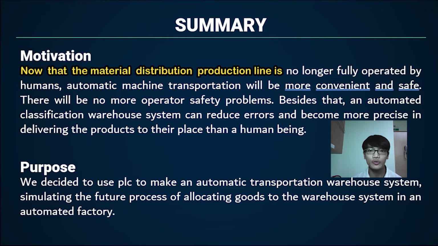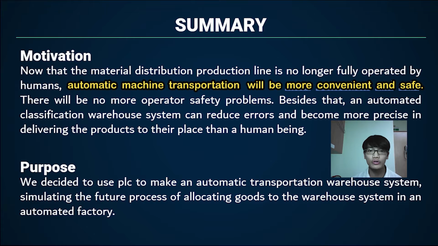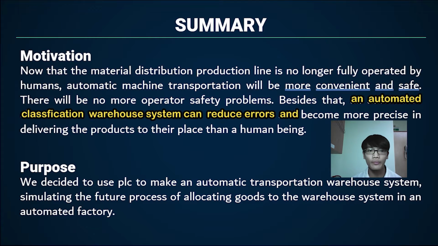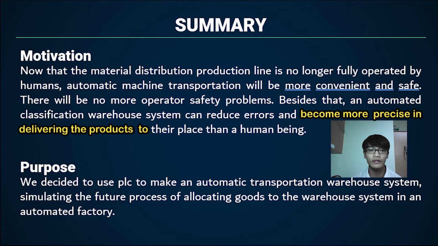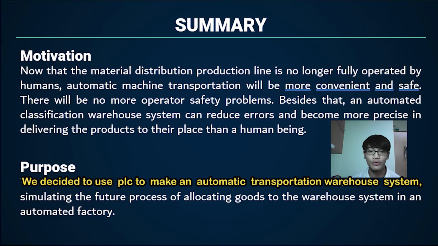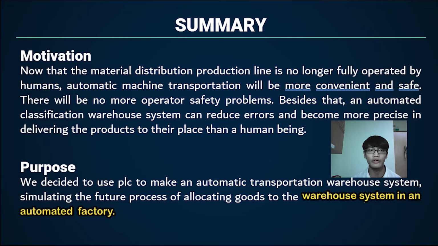Now that the material distribution production line is no longer fully operated by humans, automatic machine transportation will be more convenient and safe. There will be no more operating safety problems. Besides, an automatic warehouse system can reduce errors and be more precise in delivering the products to their place than a human being. Purpose. We decided to use PLC to make an automatic transportation warehouse system, simulating the future process of an automatic goods-to-warehouse factory.